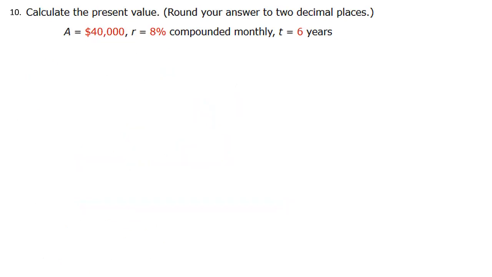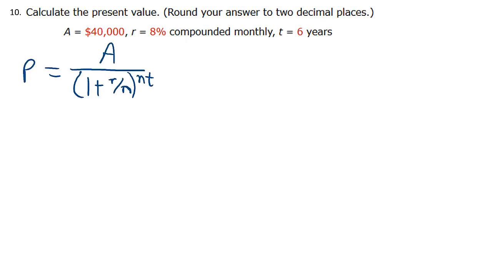Number 10. Calculate the present value. Round your answer to 2 decimal places. The P is the present value, or principal and present value are the same thing. The A is the future value. So they're telling you the future value is $40,000 6 years from now, and the interest is 8% compounded monthly.